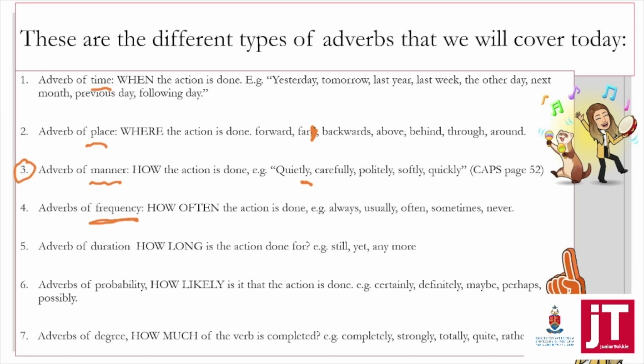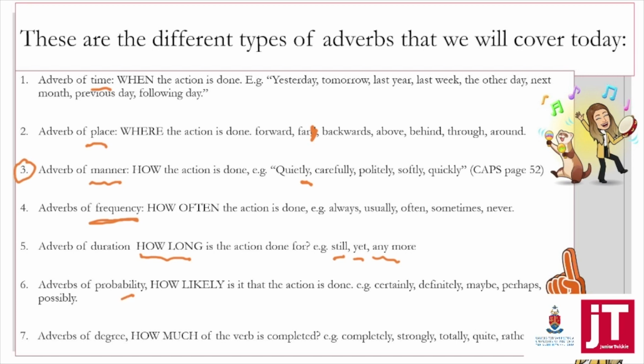Adverb of duration. Okay, how long is the action done for? Still, yet, anymore. How long? So what action has a timer? Baking has a timer. Cooking has a timer. Okay, so maybe we can think about it like that. The eggs are still not done. The eggs are yet to be done. The eggs are not soft anymore. Okay, so perhaps we can think about it like that. So think of a timer when it comes to adverb of duration.